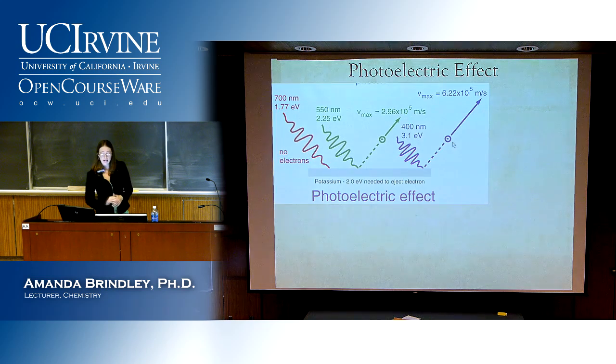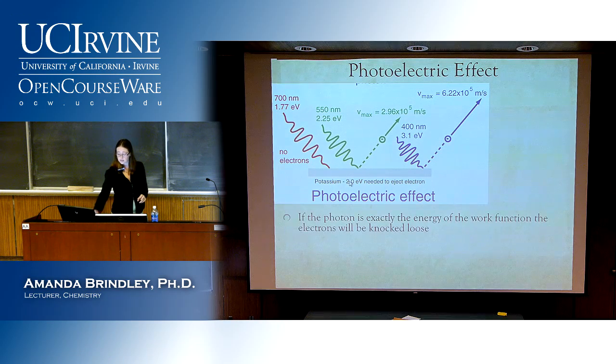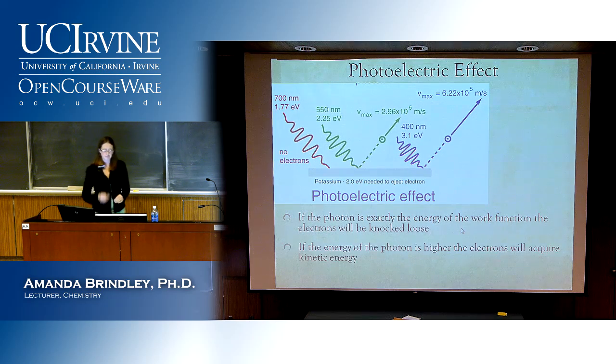Okay, now looking at this in a little bit more detail. This is the potassium example I had from before where I just talked it through. Now, if you put in just enough energy to knock the electron loose, in other words, exactly the energy of the work function, just a reminder, the work function is the lowest energy you need to eject an electron. If you put in exactly that much, the ejected electron won't have any energy. You're putting just enough energy in to knock it loose, but not enough to give it any energy at all.